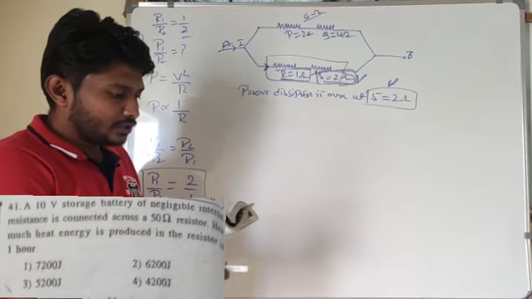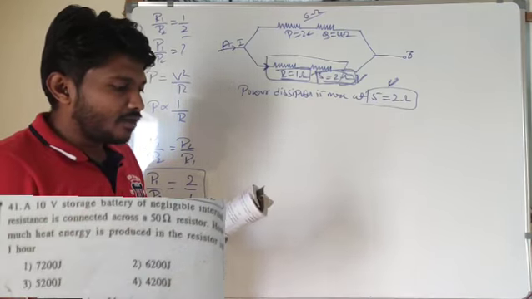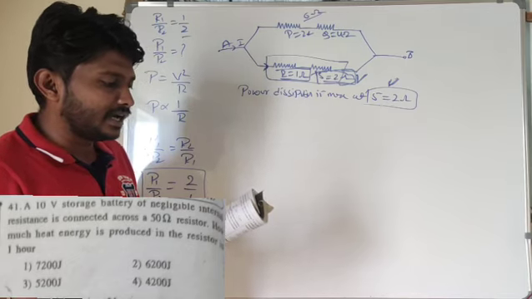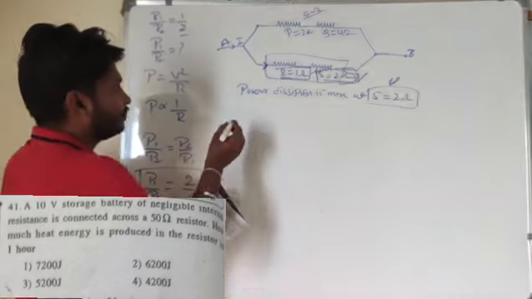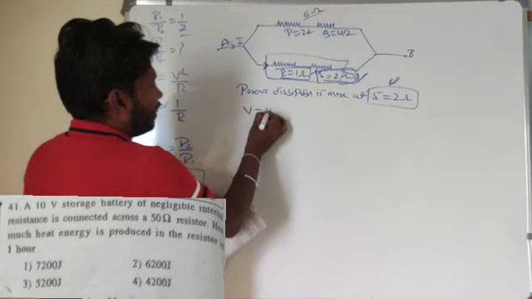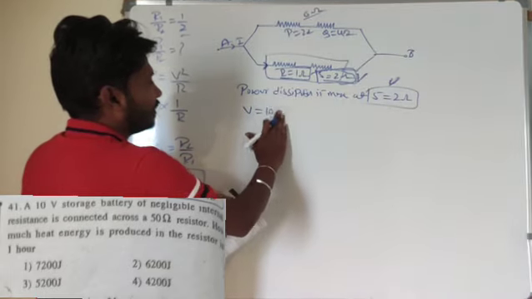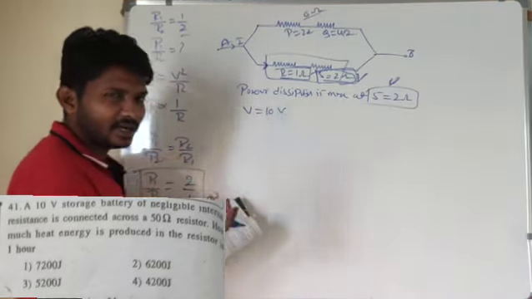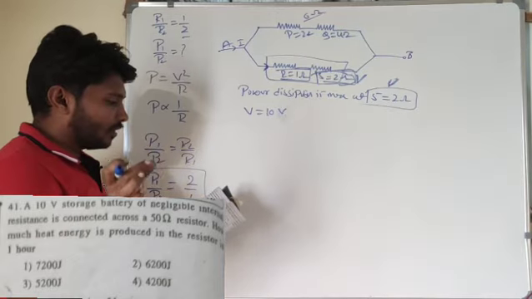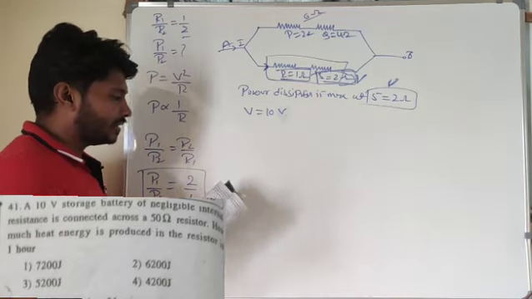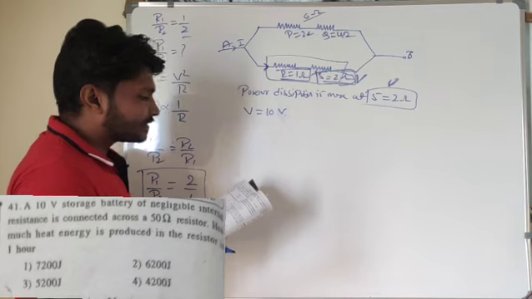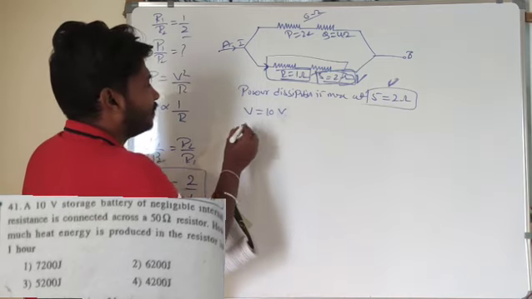A 10-volt storage battery of negligible internal resistance is connected across a 50 ohm resistance. So here the voltage value is 10 volt. The battery has negligible internal resistance, so don't worry about that internal resistance. In upcoming classes we will deal with it. It is connected to a 50 ohm resistor.